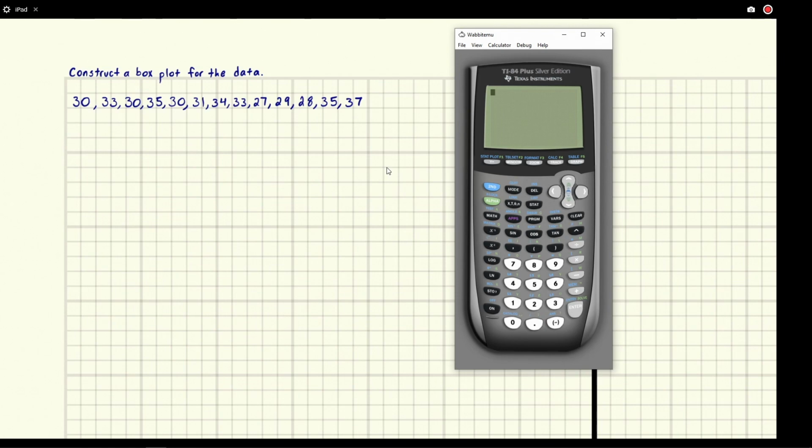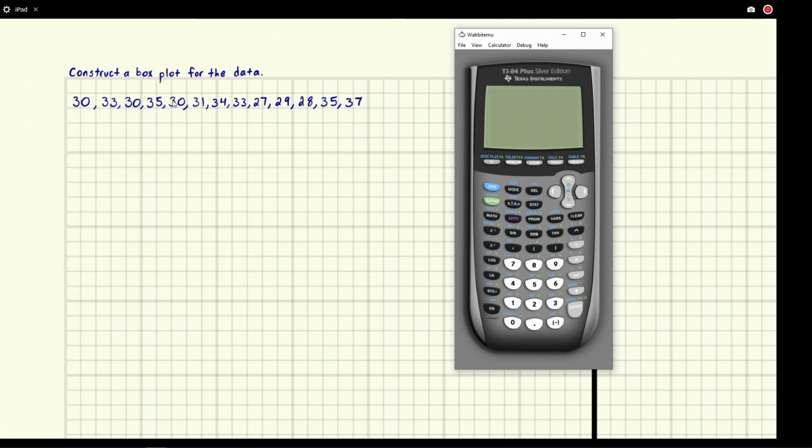Eric Burgess here, and we've been told to construct a box plot for the data. So for a box plot, we're going to need the 5-number summary, which is the min, the max, and quartiles 1, 2, and 3. We're also going to need an interquartile range to see if we have any outliers.